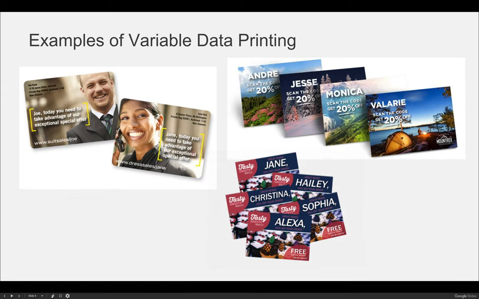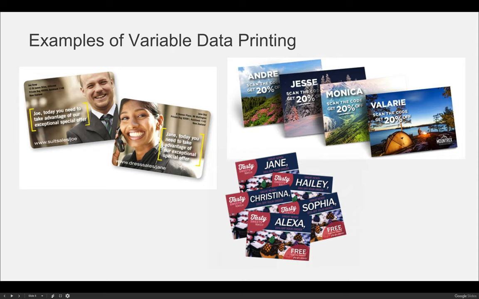Here are some examples of items that are printed using variable data that I found on the internet. And you can see that in most cases, it's a simple adjustment, right? So in the top right-hand corner, we have postcards that have different information. We have a name: Andre, Jesse, Monica, and Valerie. There is a discount, which is the same for everyone: scan the code and you'll get 20% off. And then there's a personalized image for each person. So there are mountain pictures and snow pictures and different things. And they are able to automate the changes in those postcards using variable data.